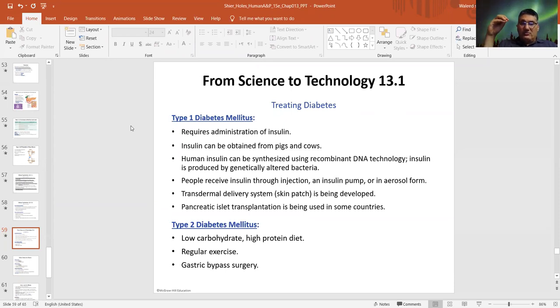For type 2, I can't give you insulin because it's useless. You're not responding to insulin. You don't have an issue with the amount of insulin in the first place. So I can't give you insulin. I need to do something else. What is that something? Diet, most importantly diet. If your blood glucose level is increasing a little bit, I will tell you, okay, diet. Don't eat a lot of carbohydrates and eat more proteins.